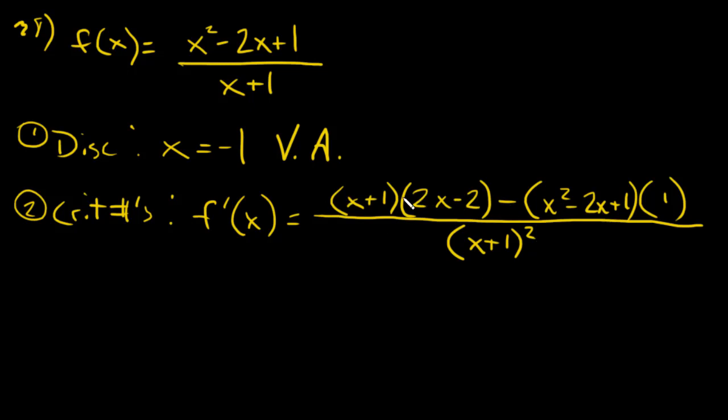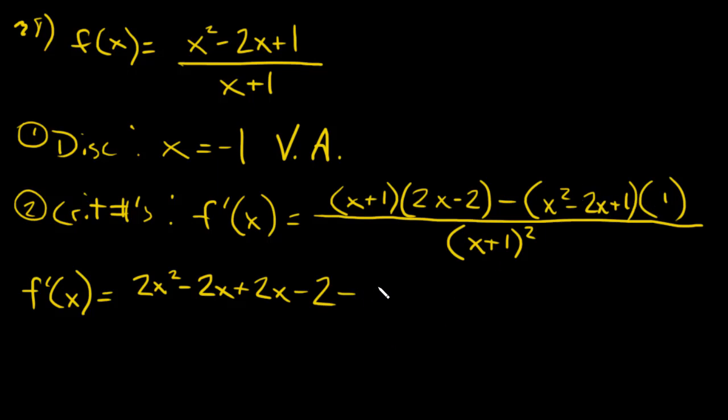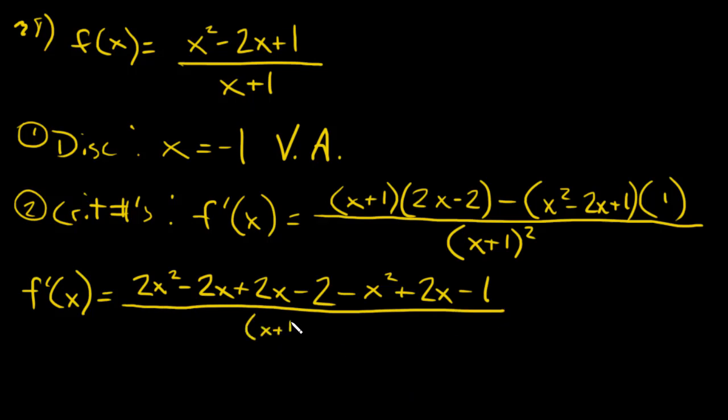Okay, so now I'm going to distribute this stuff. So when I distribute x plus 1 through 2x minus 2, I get f prime of x equals 2x squared minus 2x plus 2x minus 2. Okay, and now I'm just going to subtract off this function. It's being multiplied by 1, so it's the same. So minus x squared plus 2x minus 1. And all of that is going to be over x plus 1 quantity squared.